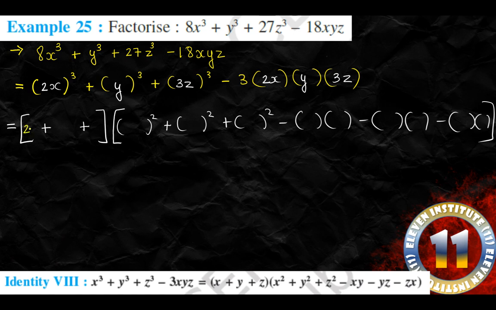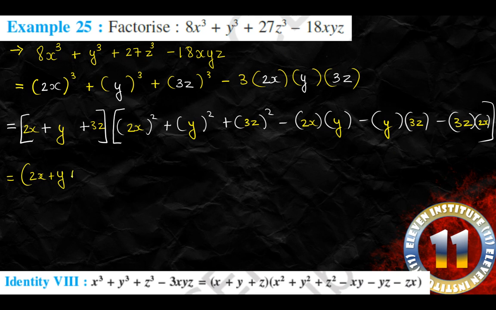So we will write over here 2x, y, 3z. Again 2x, y, 3z. Now there is combination of two terms, so we will write the first two terms, that is 2x and y. Then we will write y and 3z. Then we will write 3z and the first term, that is 2x. So we have applied the formula over here. Now just simplify and write the final answer.